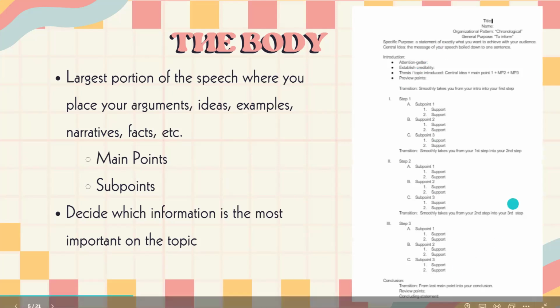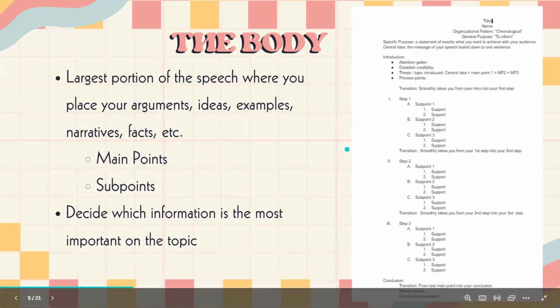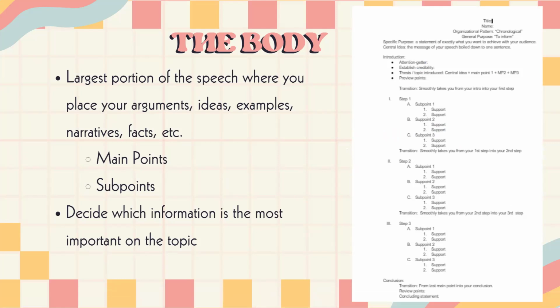So this is, right, the largest portion of the speech where you place your arguments, ideas, examples, narratives, facts, etc. And this is broken down into main points and subpoints. So your main points are these, right? The big numbers here, the 1, the 2, the 3. Those are your main points. Your subpoints are under each main point.